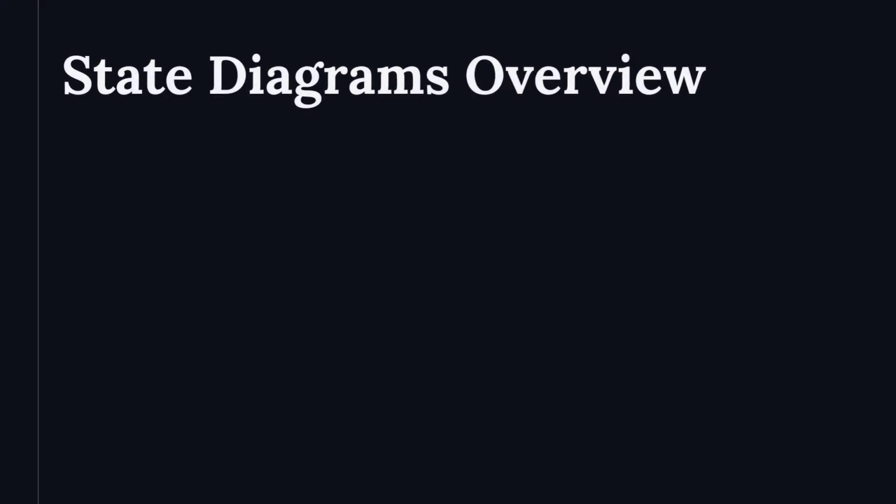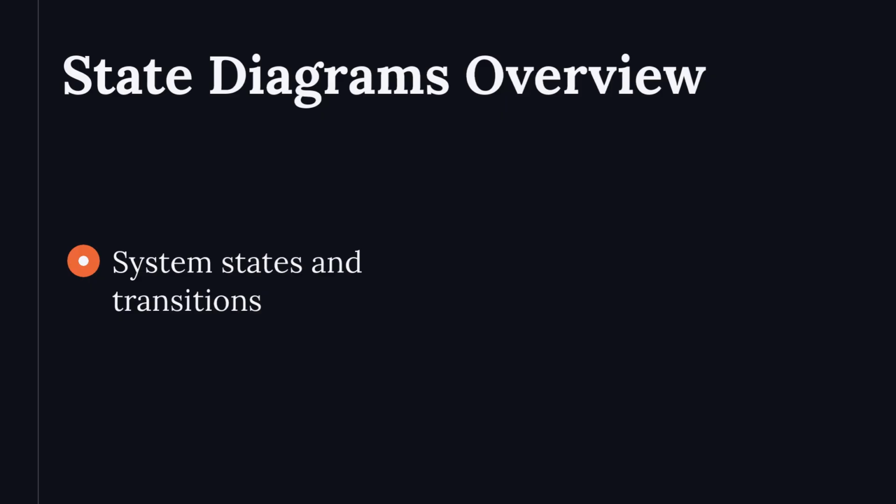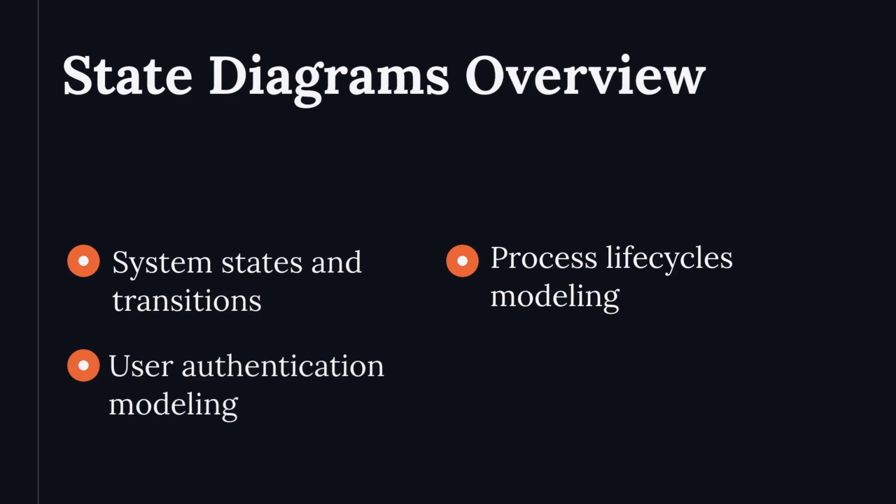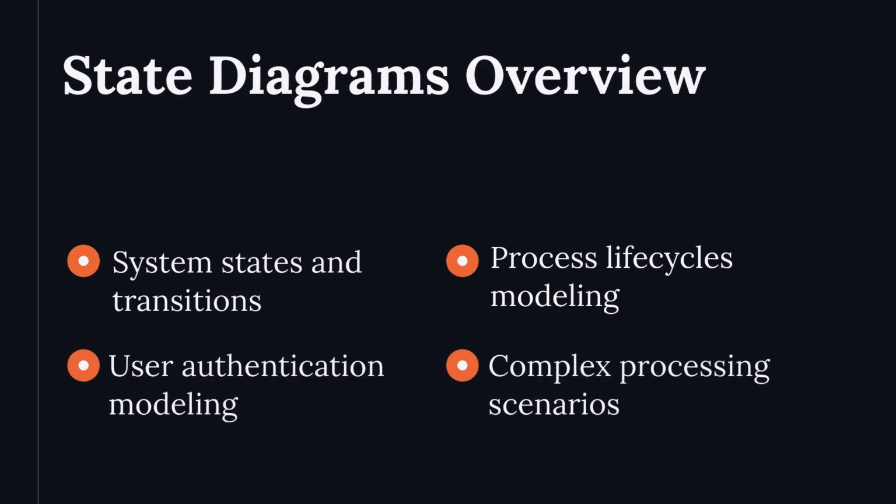State diagrams visually represent system states and transitions. They model behaviors like process life cycles and user authentication. Diagrams help in understanding complex processing scenarios. They ensure every possible state and transition is considered. These visual tools are essential for effective system design.